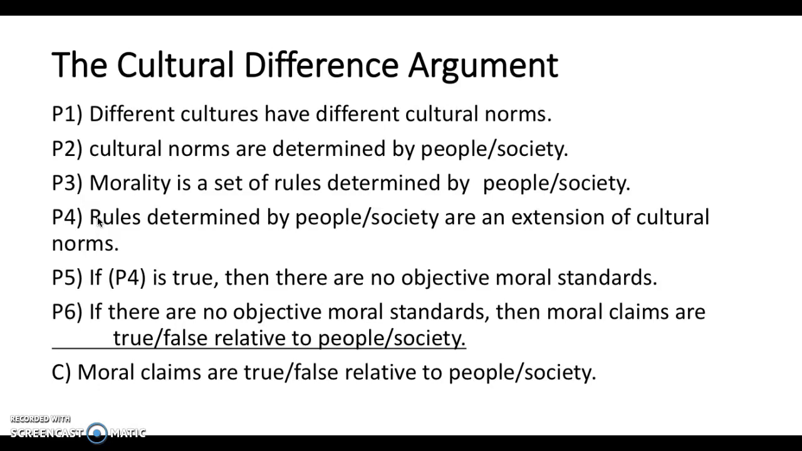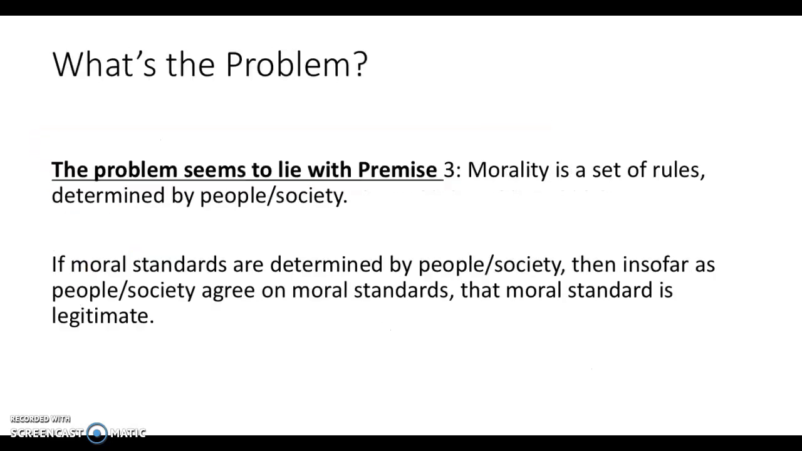And if there are no objective moral standards, then moral claims are going to be true or false only relative to a society. So the statement, killing cows is morally permissible, is going to be true relative to one society or one group of people, but it could be false relative to another society or a different group of people. So the conclusion is that moral claims are true or false relative to peoples or society, which is essentially the main claim that the moral relativist wants to maintain.